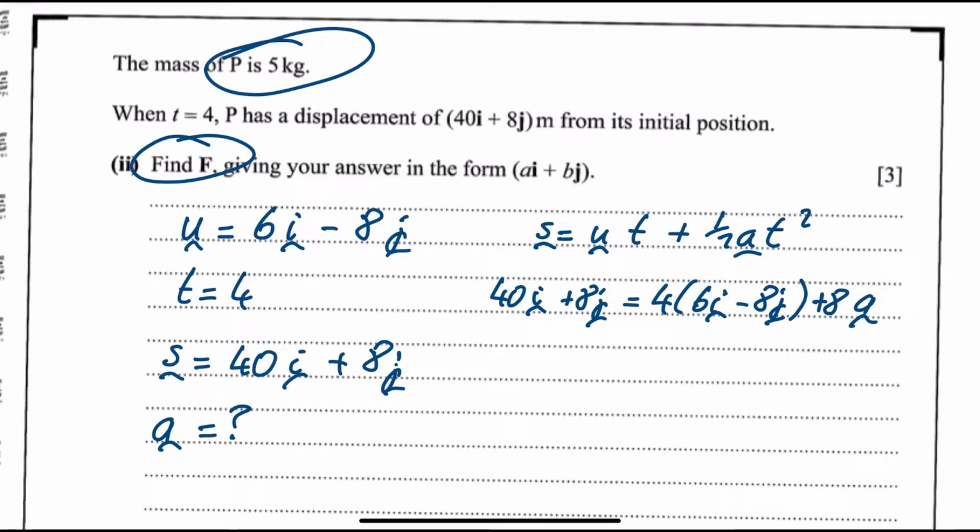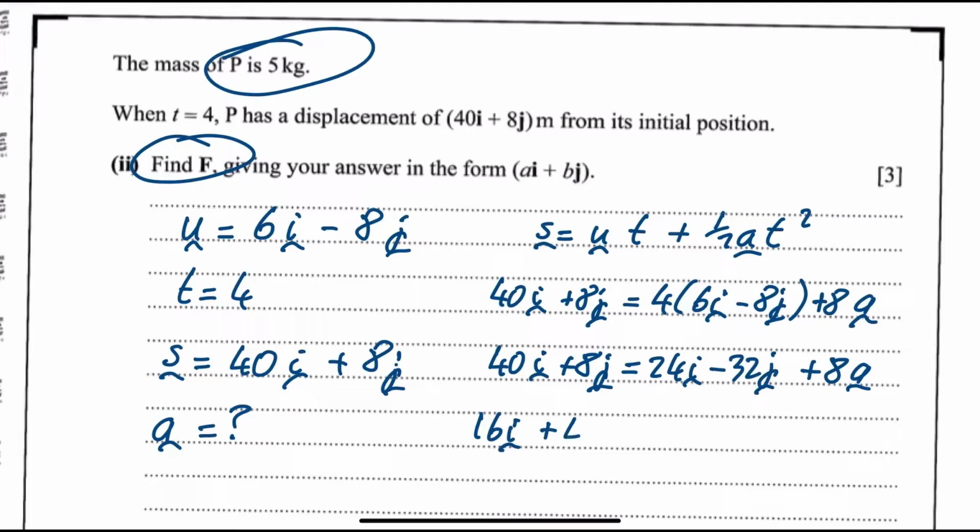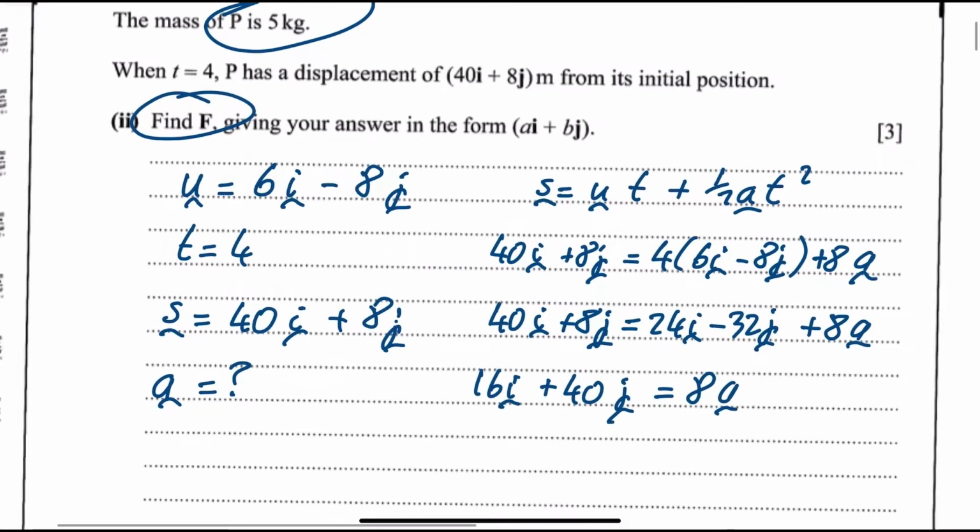Let's just tidy this up a wee bit, a bit of a mess here. That's going to be 40i plus 8j. Over here, you're going to have 24i minus 32j plus 8a. Bring the 24i across and take it away from the 40i, you'll get 16i. Bring the 32 across and add it, you'll have 40j, is equal to 8a. So that works out nicely. Both are divisible by 8, so 2i plus 5j, that's your a, and that's going to be meters per second squared.